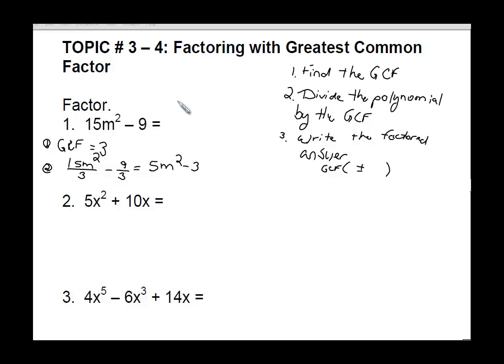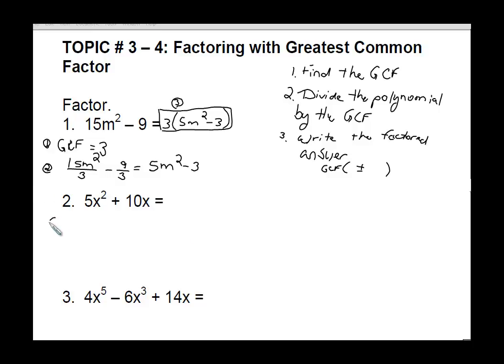Now step 3 is going to be our answer. Write the factored answer. Put our GCF first, which was 3. And then the part we got when we did our division, the 5m squared minus 3, goes in parentheses. That's this part right here. And that's your final answer. And when you look at it, I should be able to distribute this 3. 3 times 5m squared is 15m squared. And 3 times negative 3 is negative 9. So when I do this multiplication as my answer, I should be able to go back and find the original equation.